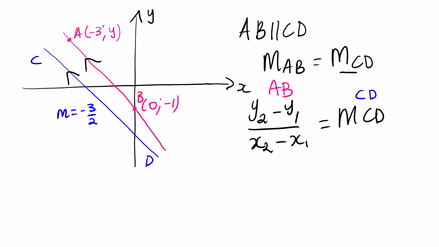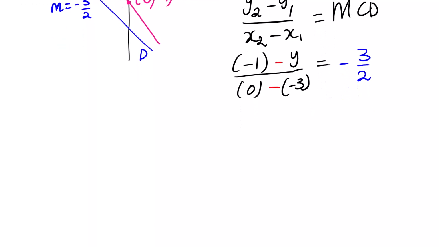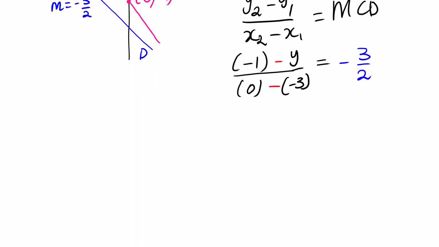y2 of point A is -1 minus, we simply have y, we have 0 minus, we have -3. It's equal to our gradient for CD, it's -3/2. From here we can start solving.